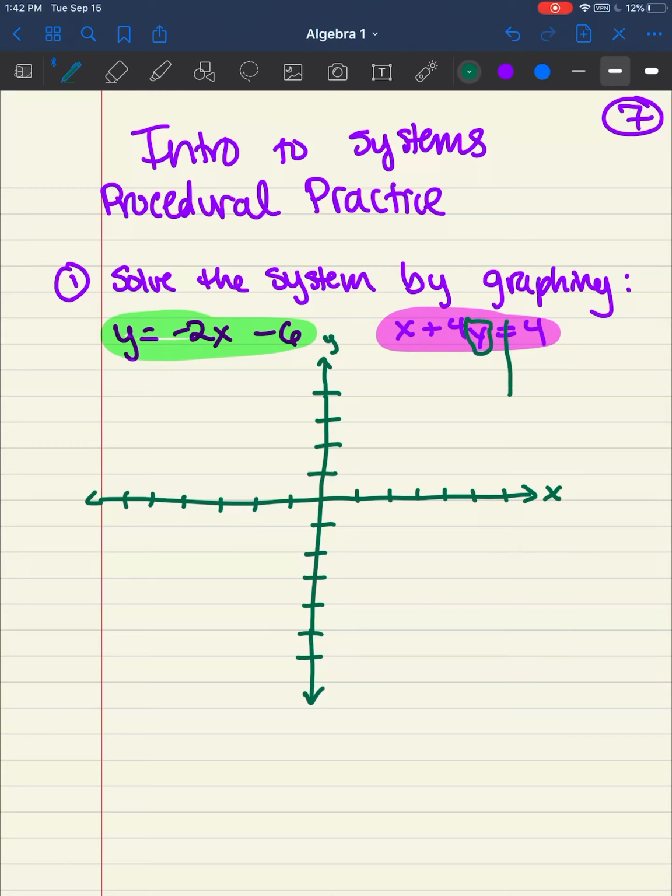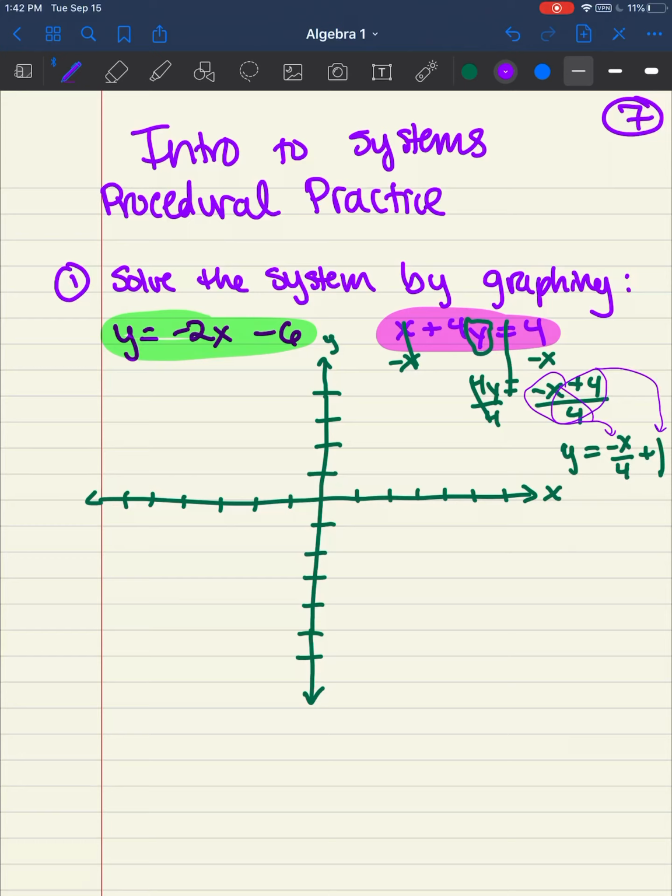So getting y alone. So we'll minus x on both sides. Cross that out. You should remember this from our last unit, right? 4y equals -x plus 4. Divide by 4 on both sides completely. And so now we have y equals -x over 4 plus 1. So remember, when I'm doing this, I'm dividing this here and this here.